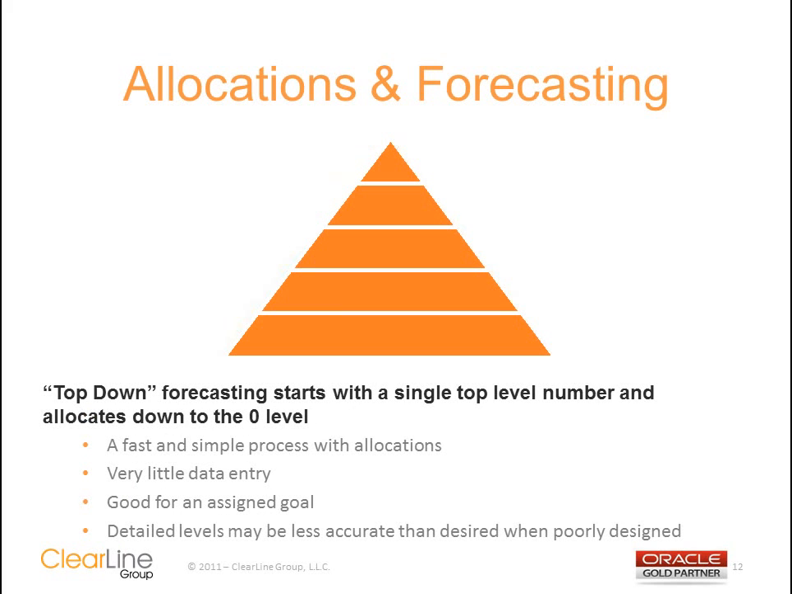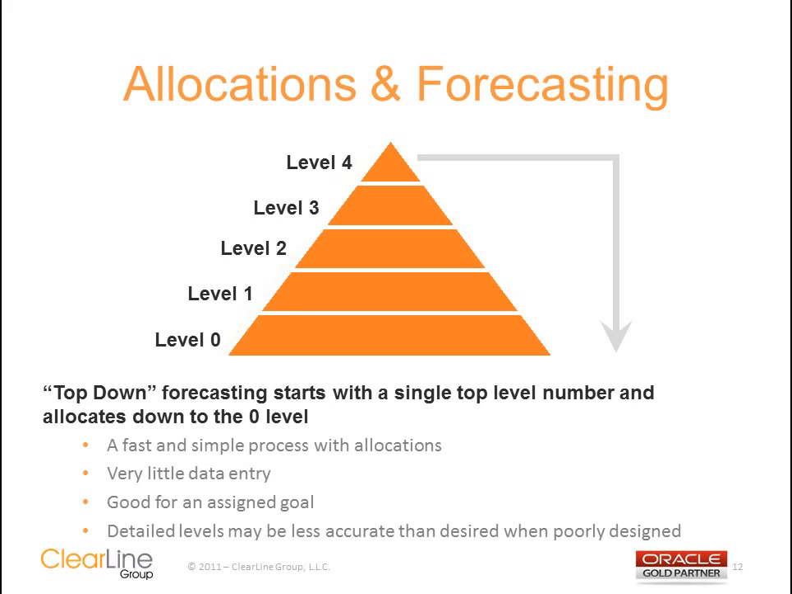Another option is to do a top-down forecast that starts with a single top-level number that is allocated down to the detailed levels. This can be a fast and simple process for the users to complete. They will have very little data entry, and it's a great way for them to plan if they have an assigned goal. There is a slight risk that the detailed levels may be slightly less accurate than desired if the allocation is poorly designed. This is normally not an issue if you have an experienced development team. This method is great when it fits your needs, but it can limit the user from planning at the level that makes the most sense for their business unit.